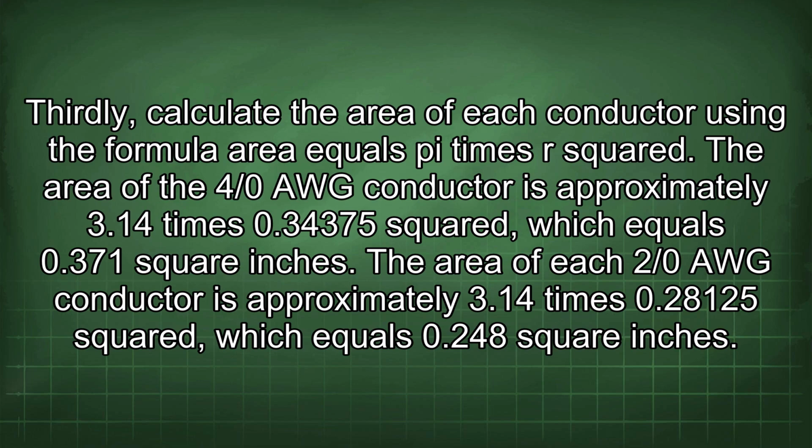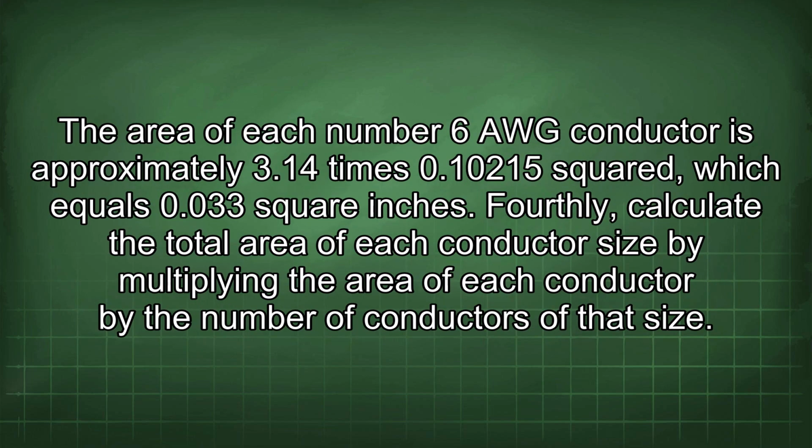The area of the 4/0 AWG conductor is approximately 3.14 times 0.34375 squared, which equals 0.371 square inches. The area of each 2/0 AWG conductor is approximately 3.14 times 0.28125 squared, which equals 0.248 square inches. The area of each number 6 AWG conductor is approximately 3.14 times 0.10215 squared, which equals 0.033 square inches.